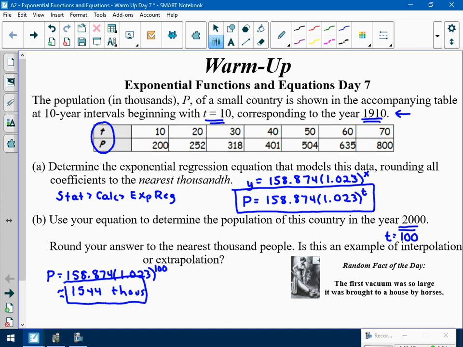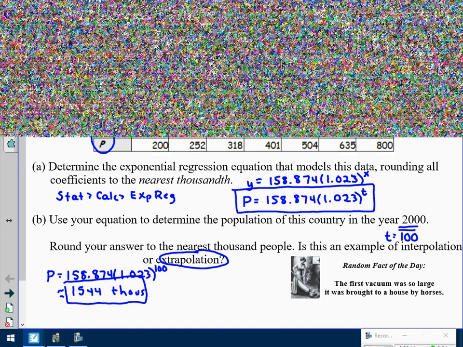And is that an example of interpolation or extrapolation? Hopefully you realized extrapolation because it's outside of the range of values that we have. All right.